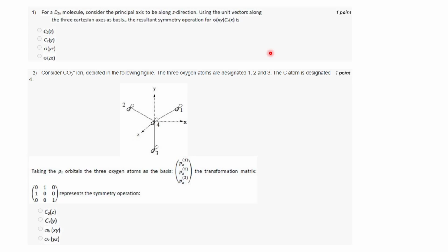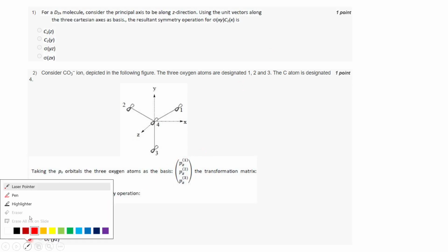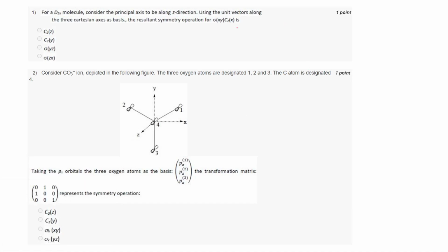But for this problem, what they are saying is to take the principal axis to be along the z direction, using the unit vectors along these three Cartesian axes, that is x, y, z, as basis. A resultant symmetry operation is a product of the symmetry operations sigma_xy and C2(x) over x, y, z.